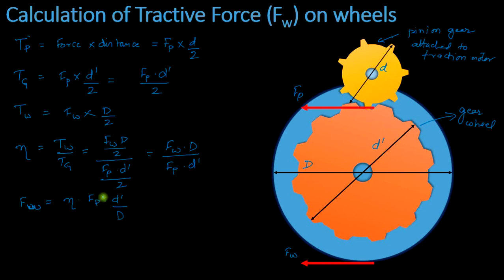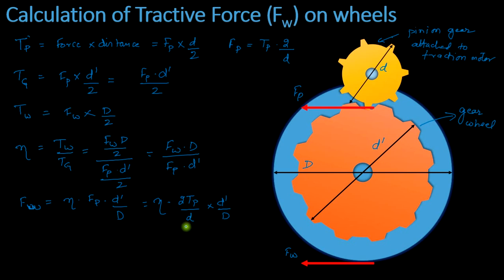We have an expression for Fp over here, that Tp is equal to Fp times d by 2. From here Fp will be equal to 2 Tp by d. I should write it here: Fp will be equal to Tp times 2 divided by d. We can substitute this value of Fp into this equation. We will get eta times 2 Tp divided by d into d dash by capital D.